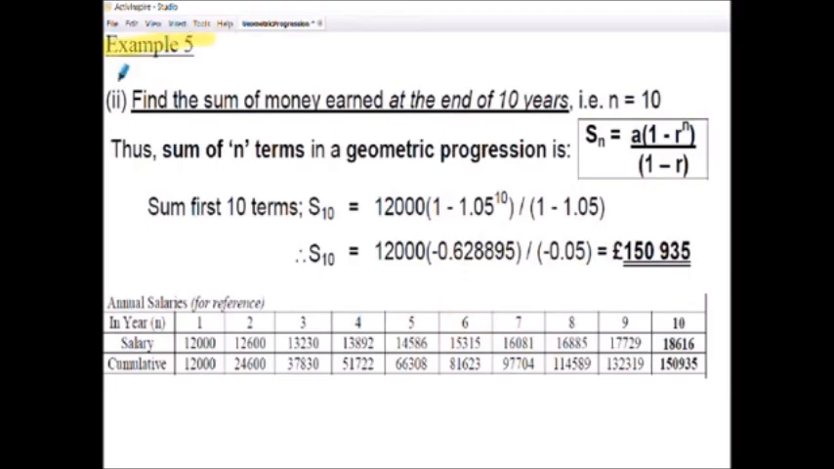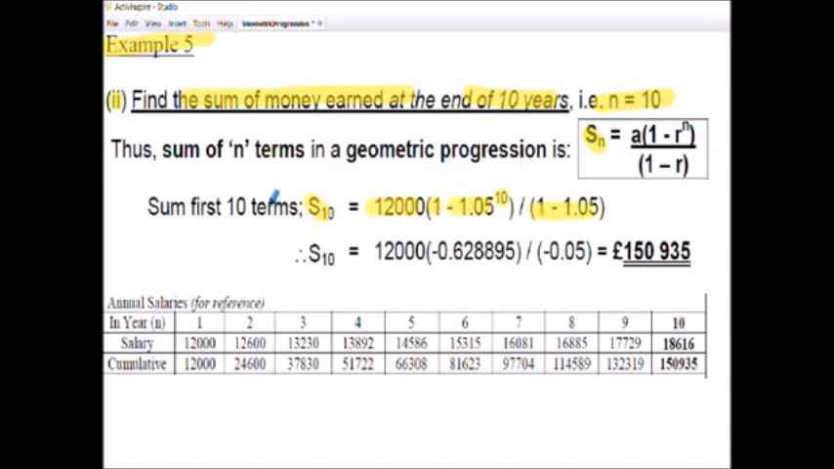Example 5 continued, part 2 here. We've got to sum the amount of money earned in the 10 years. So n will be equal to 10 this time, and we'll use the Sn equation because we're going to add up the value of the salaries in every year to find the total salary earned. So in this case S10 is equal to 12,000 times, in brackets, 1 take away the 1.05, the R value to the power of n, which is 10, divided by 1 take away 1.05, the R value.